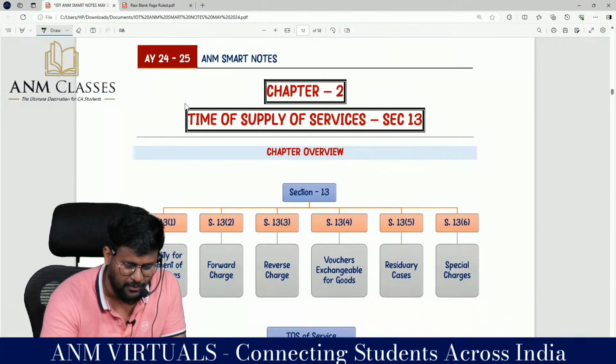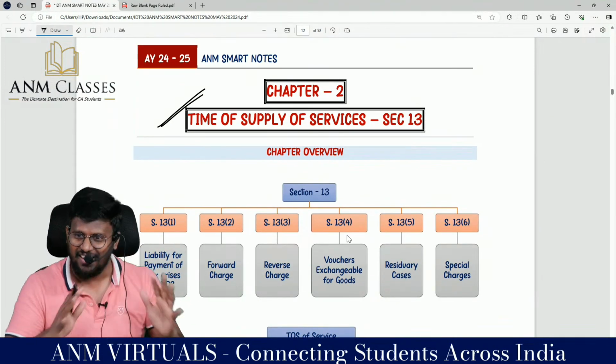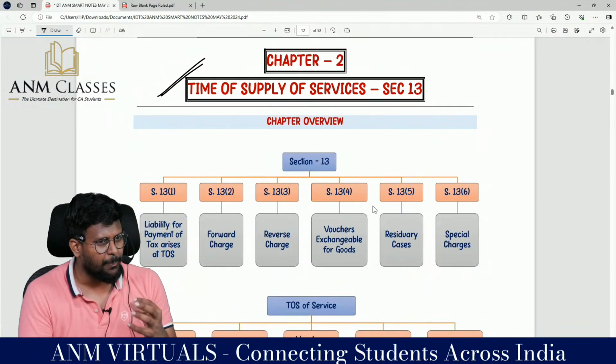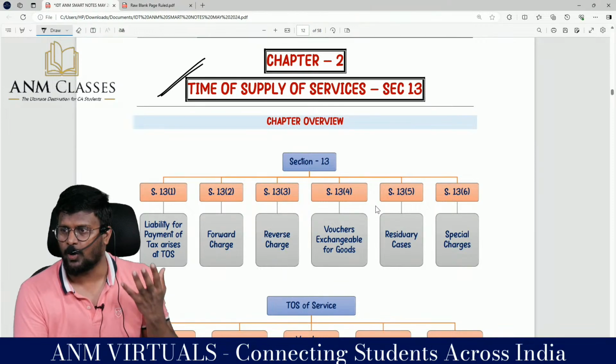Sir, I'm coming to 13, man. With this, we can say that section 12 comes to an end. Appreciate it. Sir, section 13. Sir, my purpose is not to teach you the entire section 12. Hello, sir. Yes, sir.